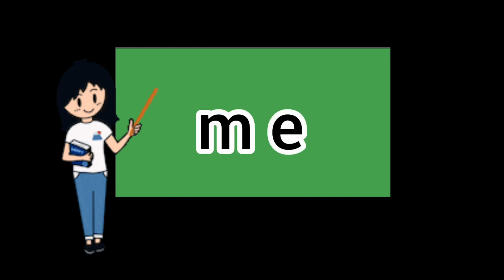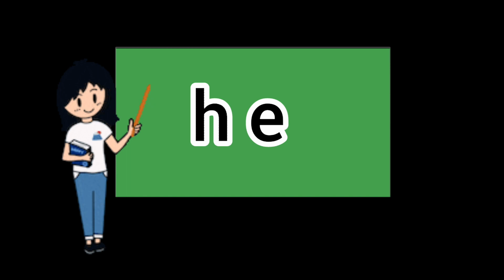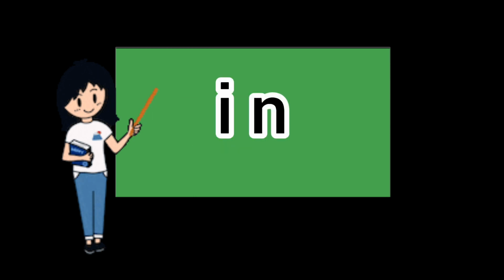Now tell me what is the sound of this? At. A, T, at. Yes. And the next is this one. B. B, E, be. Now what is the sound of this? Me. M, E, me. Now what is the sound of this letter? He. H, E, he. Now, what is the sound of this? We. W, E, we.